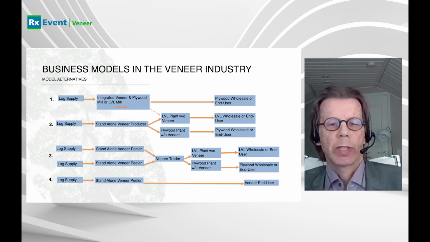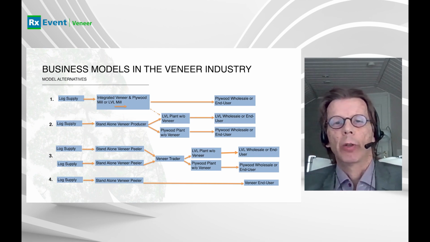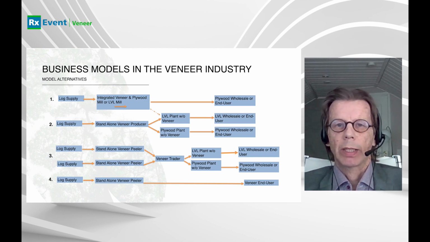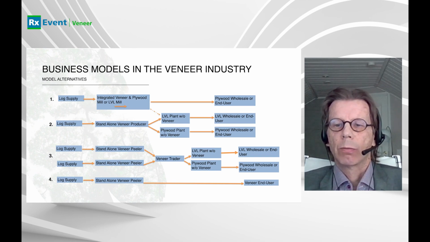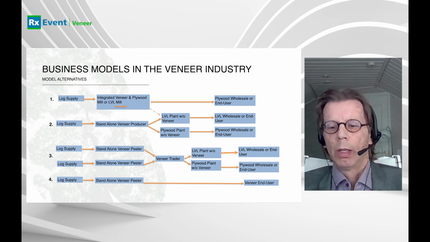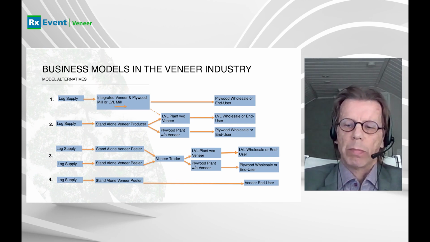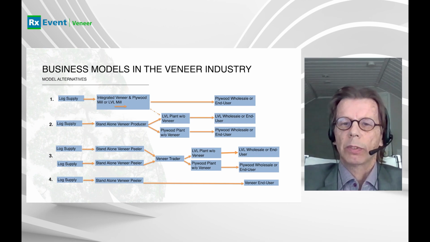And then finally, we have a fourth model where we have a standalone veneer plant that sells product directly to an end user who uses veneer as it is, for example, a fruit packer or a store display maker or something like that.